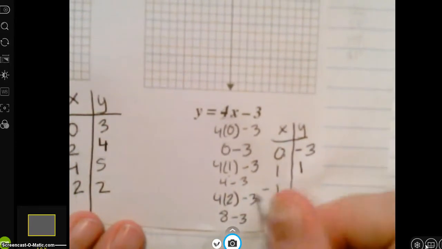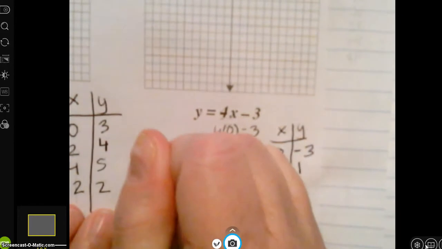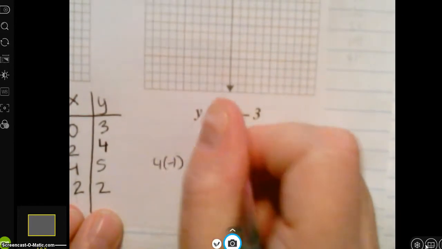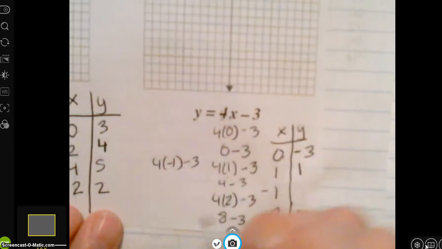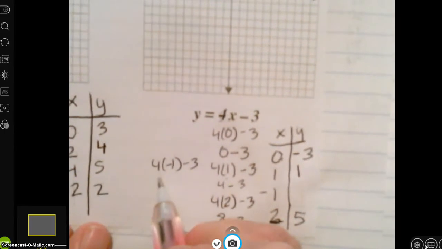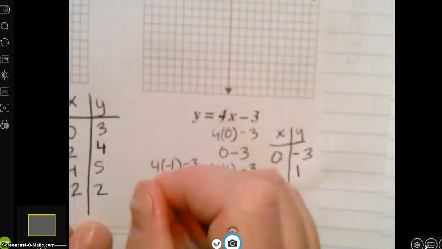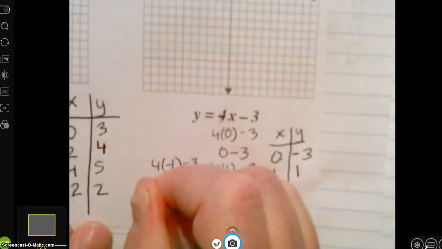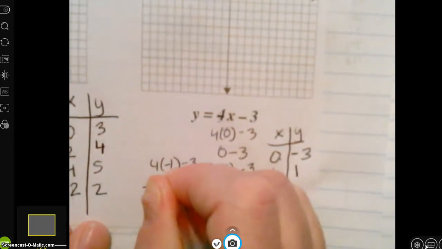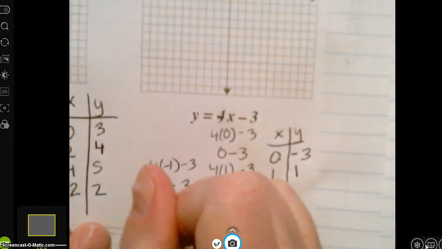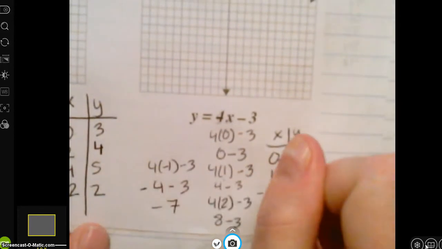Okay, now the last one, this one, I know it may get some of us. x is negative 1. 4 times negative 1 minus 3. This part's tricky. What's 4 times negative 1? Well, 4 times 1 is 4. Positive times negative is negative. Now, look at this. Same sign, add, to the left.